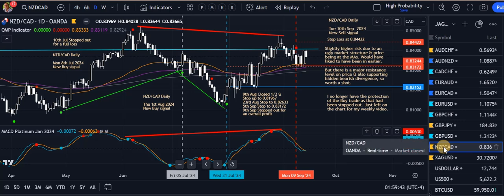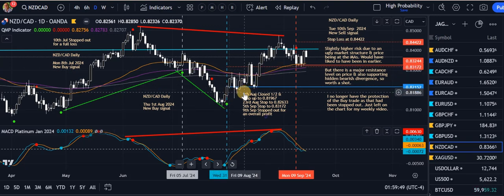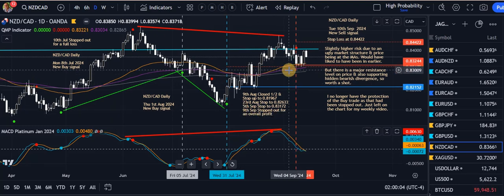Right, this is a little bit messy. We're still on a buy from the 1st of August. So that's here. We got very close to getting stopped out at one stage. We didn't. And I'm still in this trade. It's highlighted in orange, so I have been stopped out. Now let's have a look what happened here. 9th of September, stopped out for an overall profit. So that'll be this candle here.